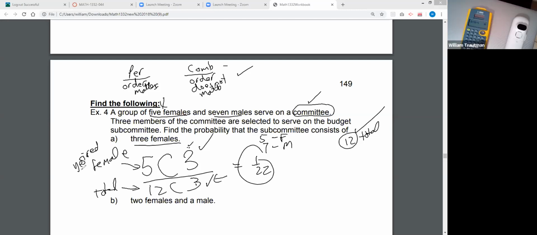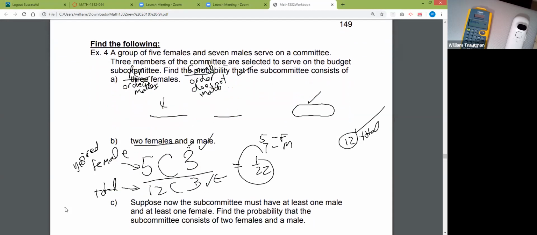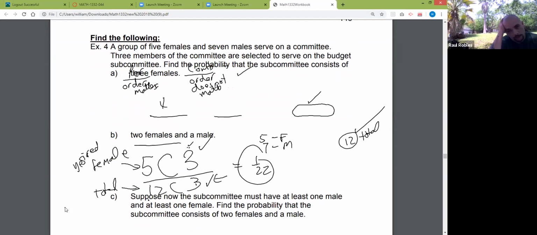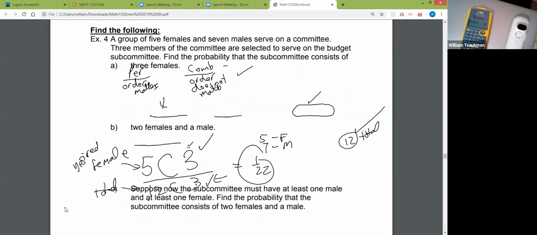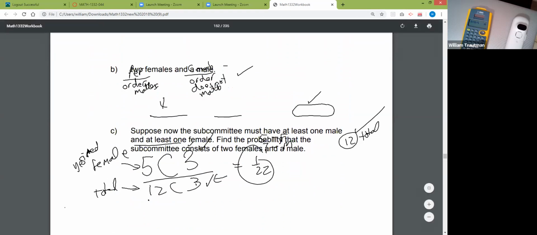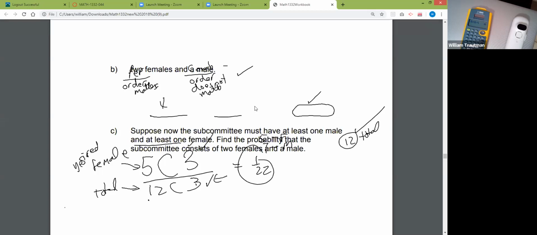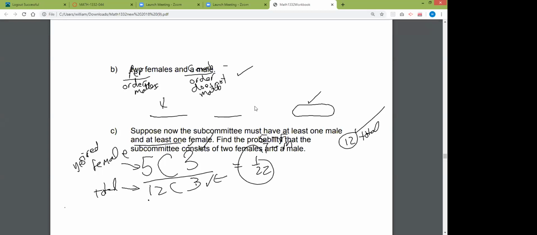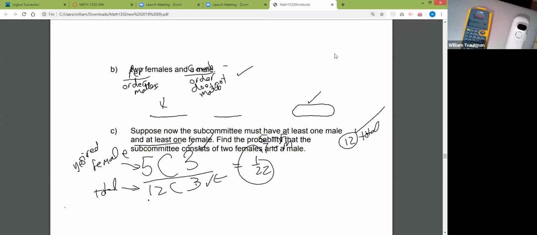That's the only one I want to do there. I'm not worried about part B. Well, let's do part B. Hopefully we don't have anything like part B on the test, but I want to do it to show you how that works. Let me do part B here, and maybe we'll do part C also.